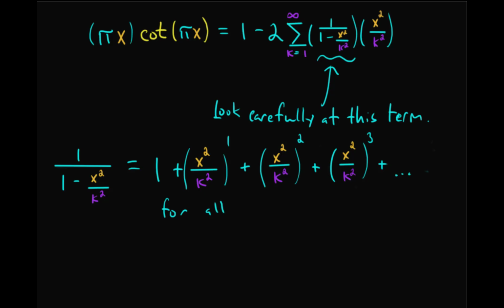And this geometric series expression for the term 1 over 1 minus x squared over k squared will be valid for all x with absolute value less than 1. And the reason for that is that we know that k can equal 1. K is actually ranging from 1 to infinity. So we need the absolute value of x squared over k squared to be less than 1 in order for this geometric series identity to hold.